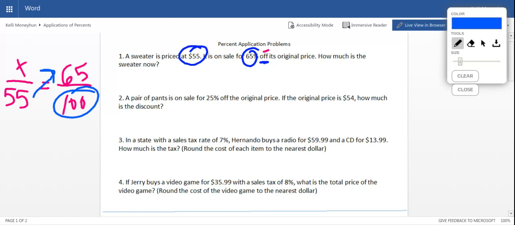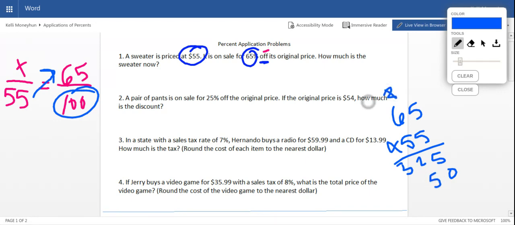Okay, so 65 times 55, 5 times 5, 25, 5 times 6, 30, plus 2, 32. Add my 0, that's a 3. Okay, and then I'm going to add, so I have 5, 7, 5, 3.